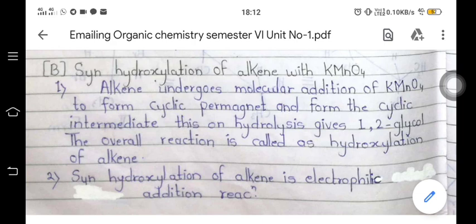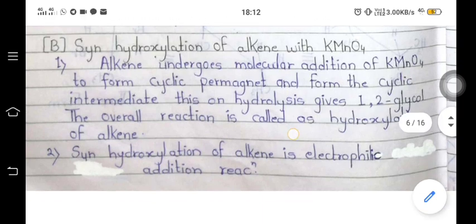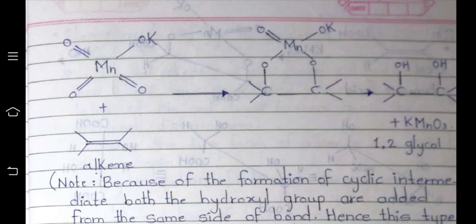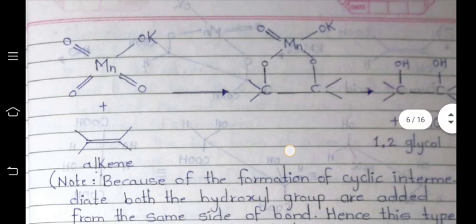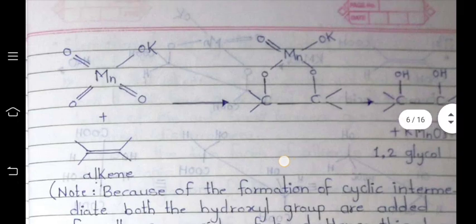Syn hydroxylation of alkene is an electrophilic addition reaction. So here is the reaction in which alkenes react with the manganese oxygen atoms, and the atoms involved in the reaction are the 2 carbon atoms of the alkene and 2 oxygen atoms of the manganese, and they form the 5-membered cyclic ring, which on addition of water molecules is converted into the glycol.